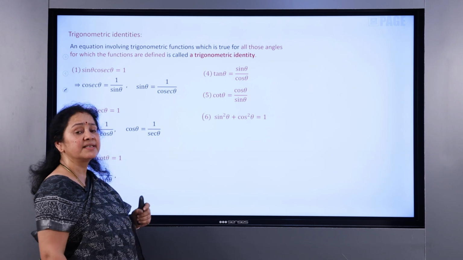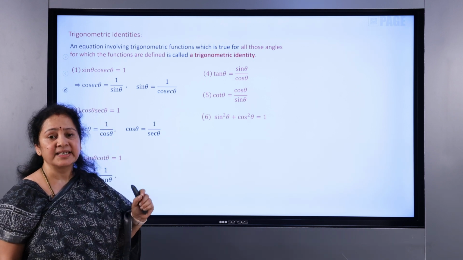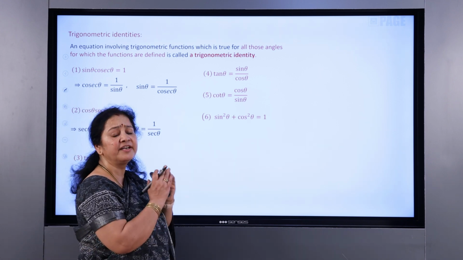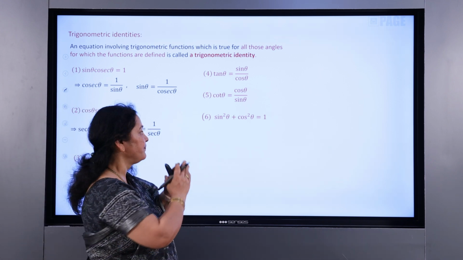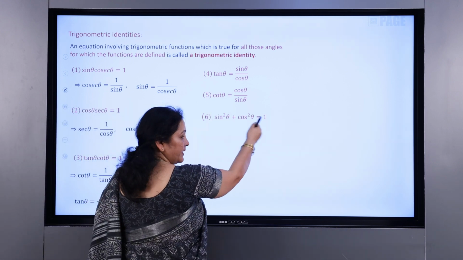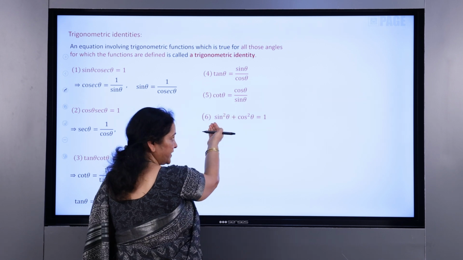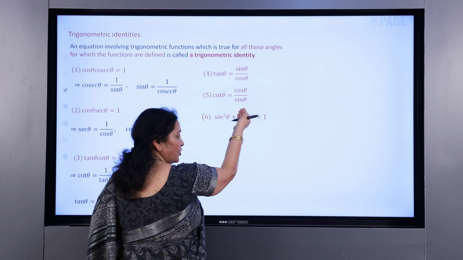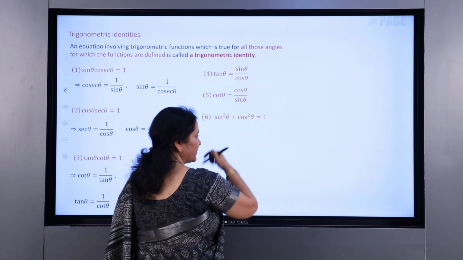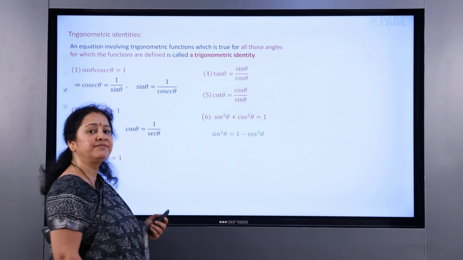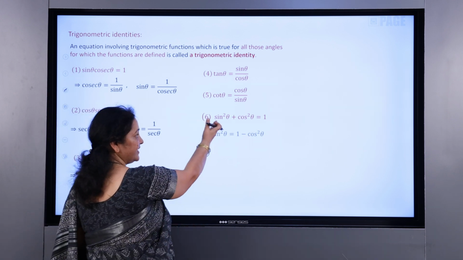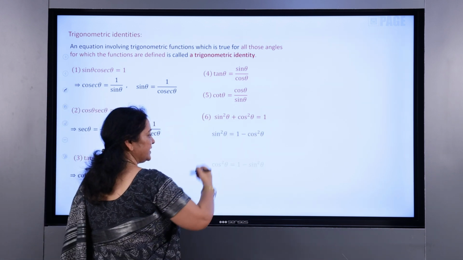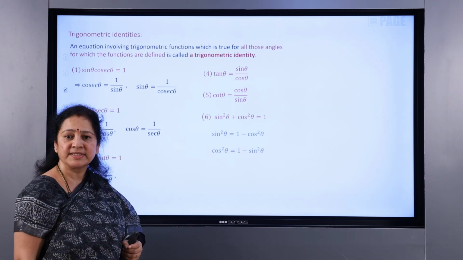Next, this is the most important identity, that is sine square theta plus cos square theta equals 1. Very, very important identity. Once we remember this, if I want the value of sine square theta, just transpose cos square theta, or if I want cos square theta, just transpose sine square theta. From this we can derive the other two formulae, that is sine square theta is 1 minus cos square theta and cos square theta equals 1 minus sine square theta.